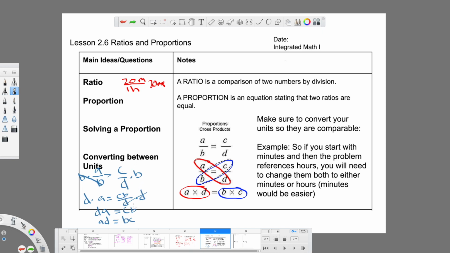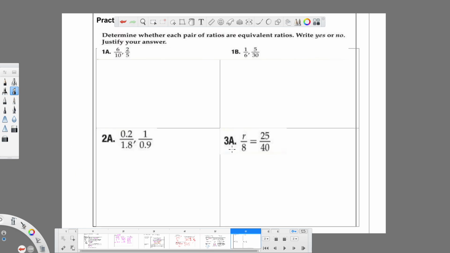I don't know why I was backing up. So let's go ahead and try a few of these out on the next page. So these first three, what we're going to do is determine whether each pair of ratios are equivalent ratios, right? Yes or no, justify your answer. So that's 1A, 1B, and 2A. That's what we're going to do.